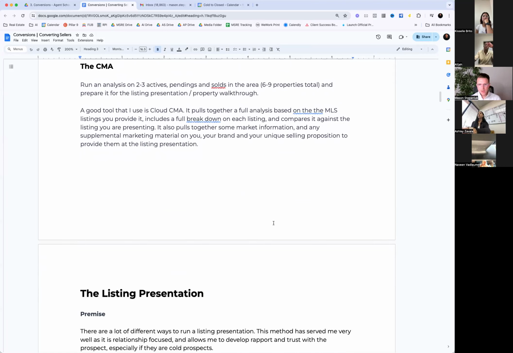Okay. So in regards to the listing presentation itself, this method has really served me well because it's very relationship focused. It gives us the opportunity to develop the trust and relationship with the prospect, even if they are cold prospects, right? So a lot of agents will come with a folder or a lot of resource materials, but won't give all of the supporting information, to not just give context on why we're listing at that price and the strategy behind it, but why someone should choose to list with you as opposed to other agents in their market.